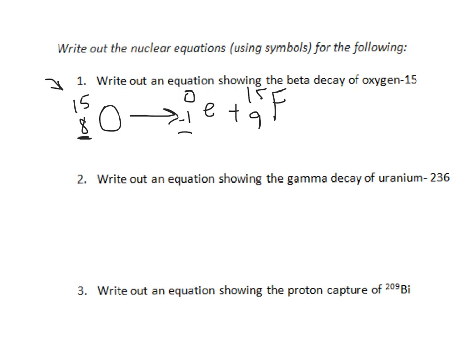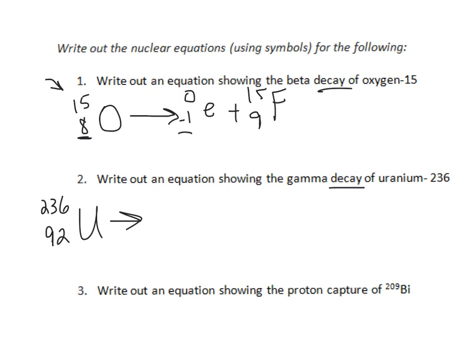Let's look at the next one. Write an equation showing gamma decay of uranium-236. So we're going to start with an isotope of uranium, specifically one with a mass number of 236. And if you look at the periodic table, you can find uranium has an atomic number of 92. It's on that bottom row. It's a decay, just like number 1.